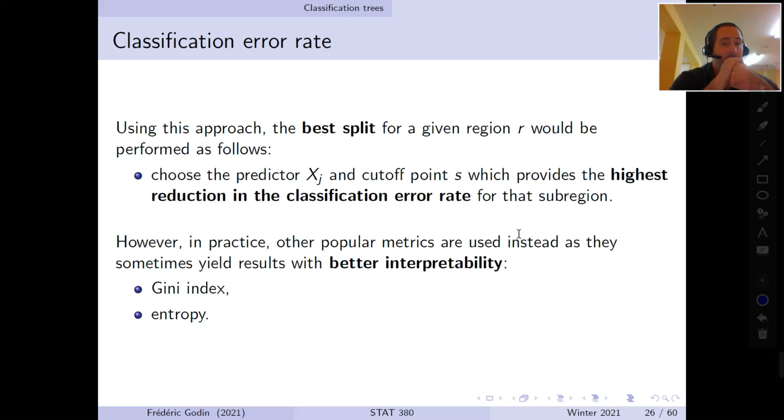in practice, people who have trained these models have observed that sometimes there are other metrics that could be considered instead of the error rate, which could lead to decision trees with better interpretability. So we will study these alternative metrics, which aren't the error rate, and which can sometimes lead to better or more interpretable decision trees. These two metrics are known as the Gini index and the entropy.